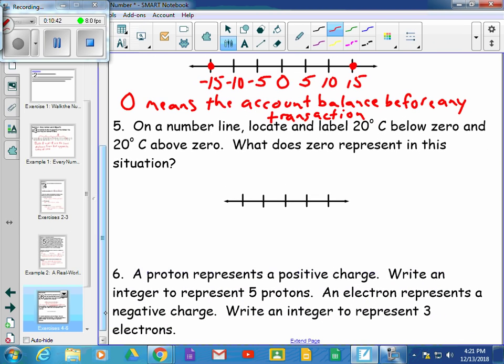Number 5, on the number line, locate and label 20 degrees Celsius below 0 and 20 degrees Celsius above 0. What does 0 represent in this situation? Well, I'm going to start with 0, and we have to get to 20 above and 20 below, so I'm going to go by tens this time. 20 below 0 would be negative 20 degrees, and 20 above would be positive 20. And then, of course, 0 means 0 degrees Celsius, which is the freezing point of water.